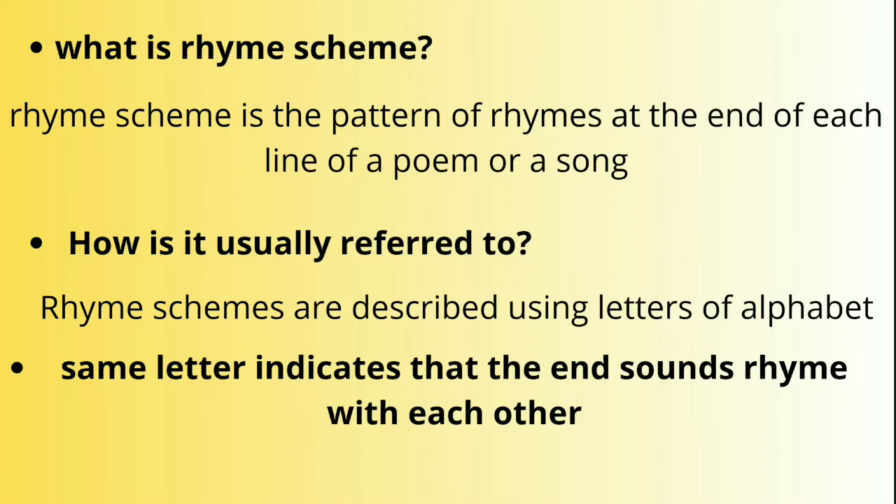What is rhyme scheme? Rhyme scheme is a pattern of rhymes at the end of each line of a poem or a song. How is it usually referred to? Rhyme schemes are described using letters of the alphabet. For example, A, B, A, B. The same letter indicates that the end sounds rhyme with each other.